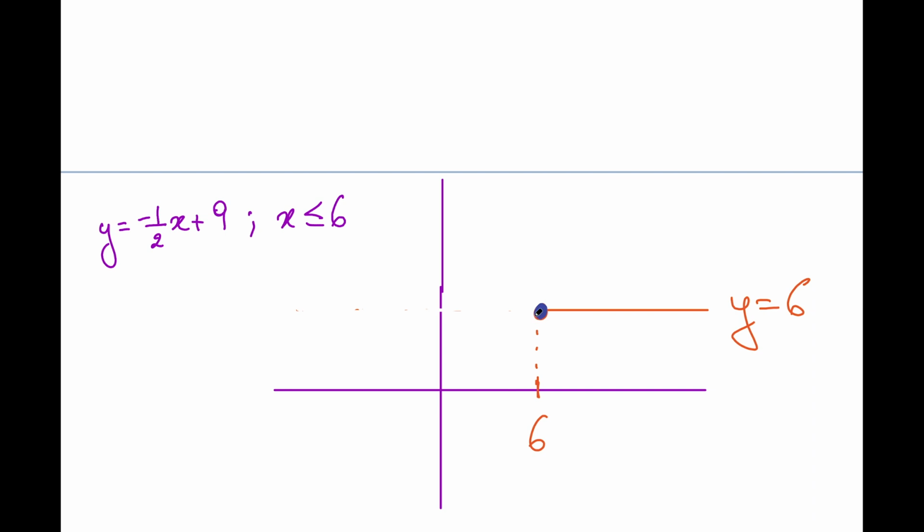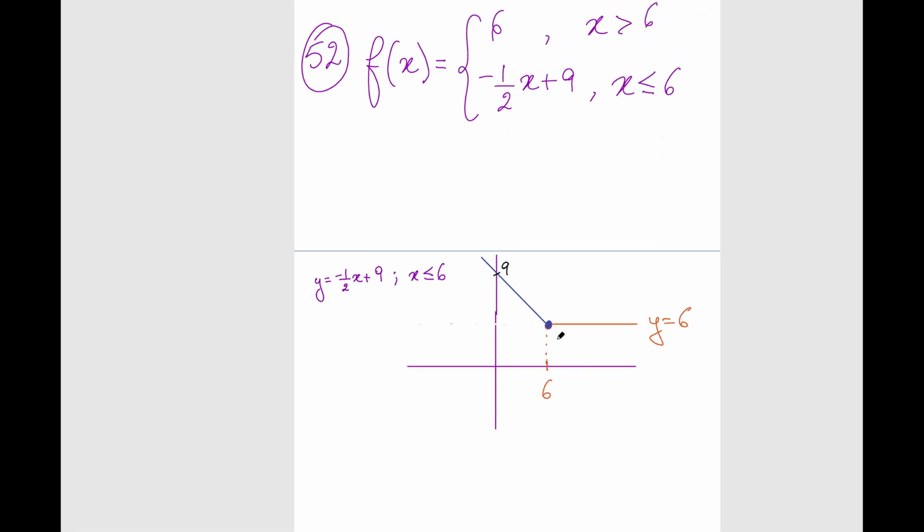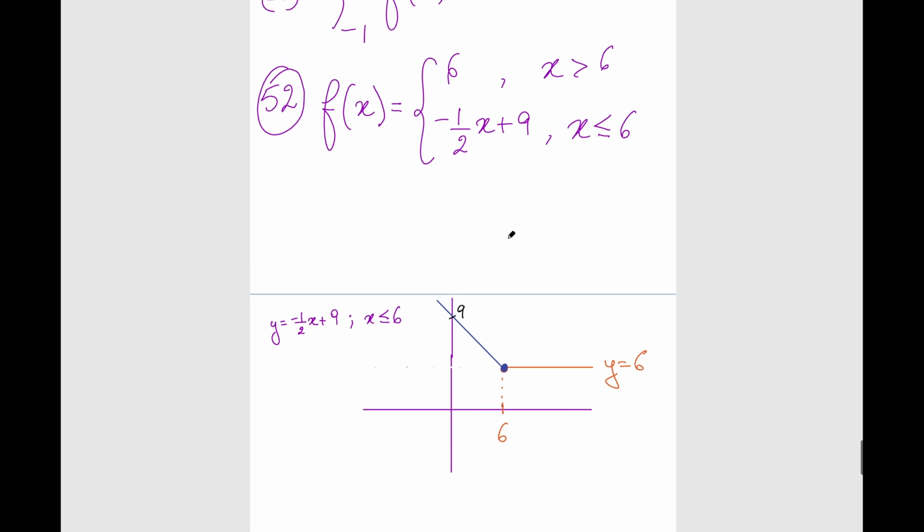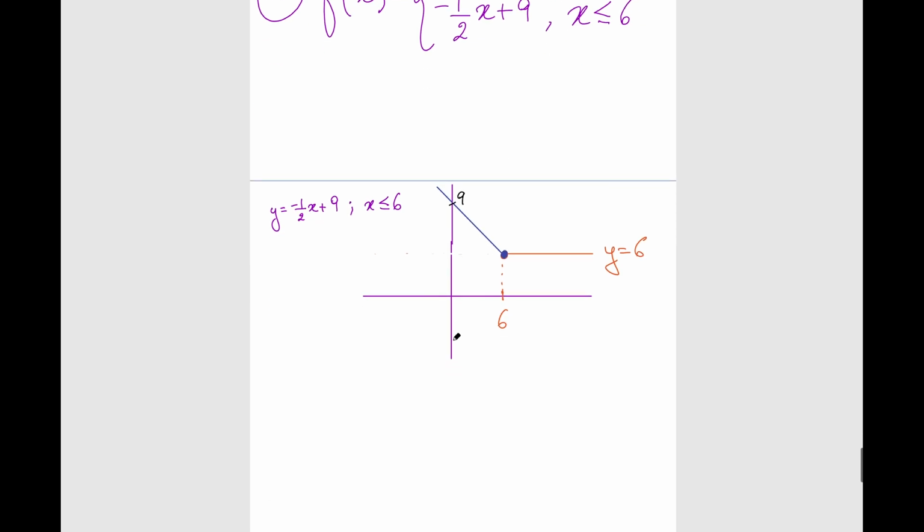And then it's going to come from this side, something like this. And the y-intercept, as we said, is 9. This is a 9 here. Make sense? Okay, so very good. So what do they want? They want us to find the integral from 0 to 12 of f of x dx.